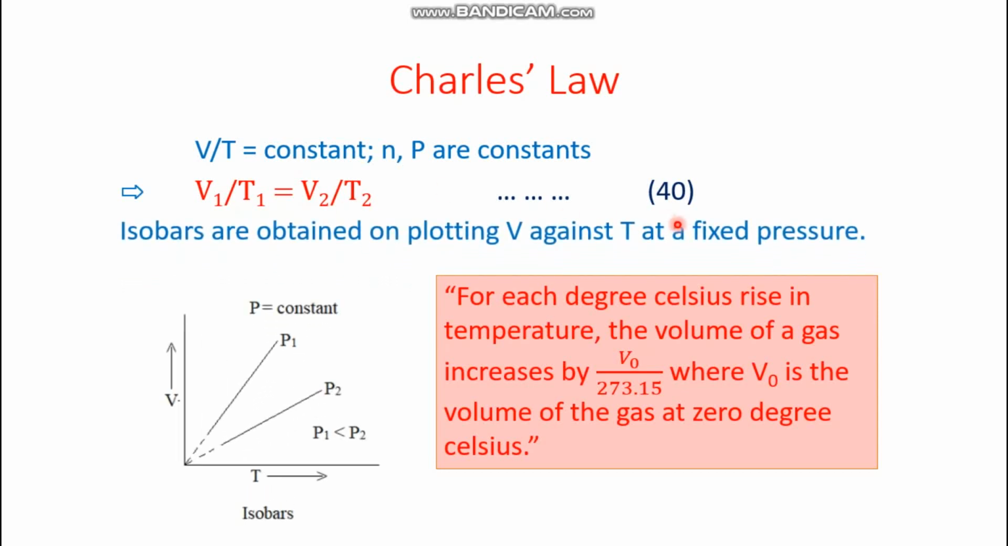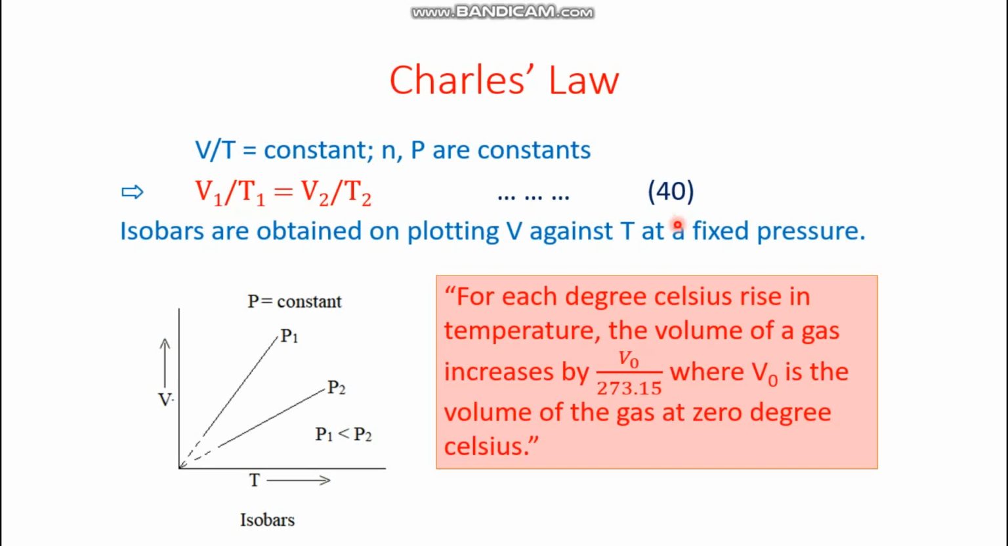And isobars would be obtained if volume is plotted against temperature at constant pressure. And here, if at two different pressures the isobars are obtained, then in that case, the higher pressure isobar will be placed below the lower pressure isobar.